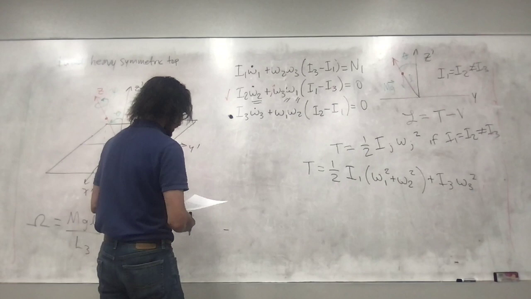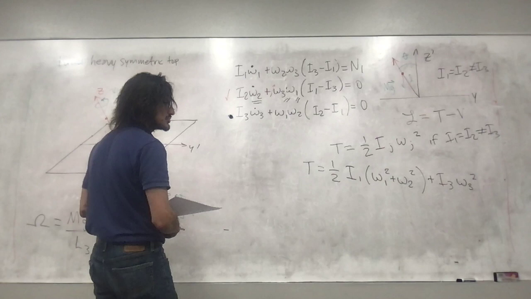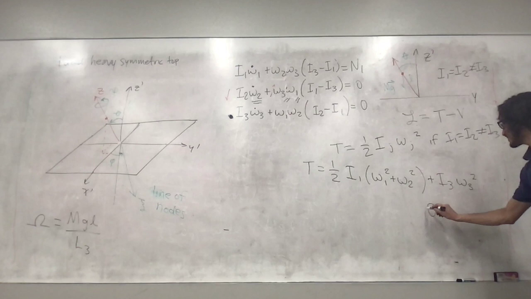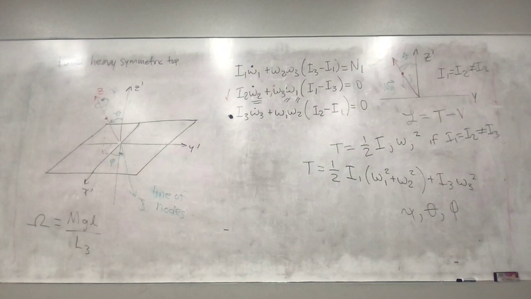This is along the right track, but we need the kinetic energy to be in terms of the generalized coordinates, which in this case are the Euler angles psi, theta, and phi. Okay. So I'm going to move through this kind of quickly.